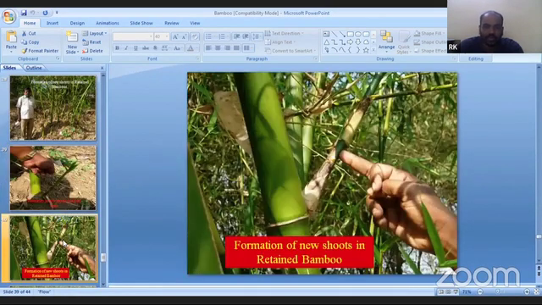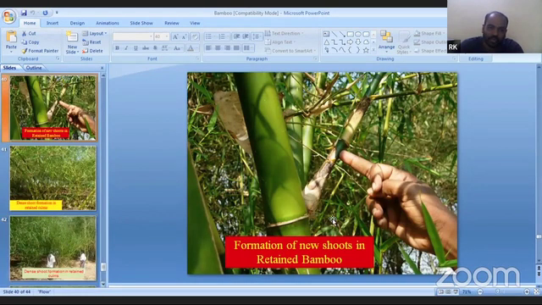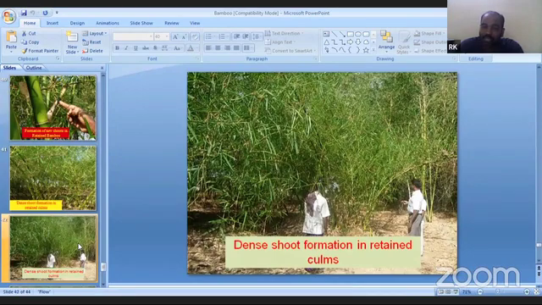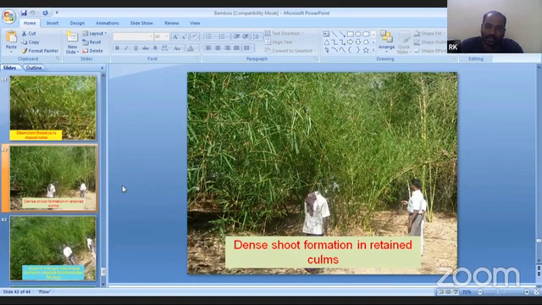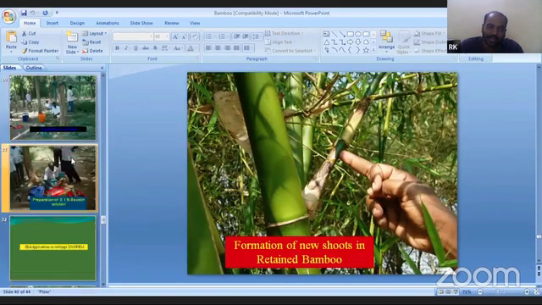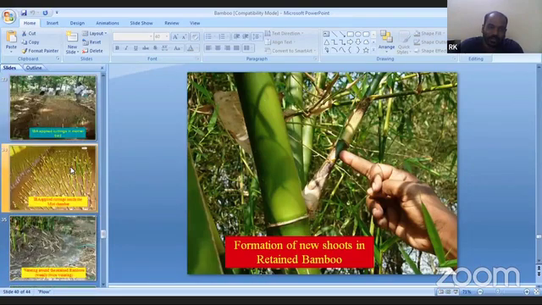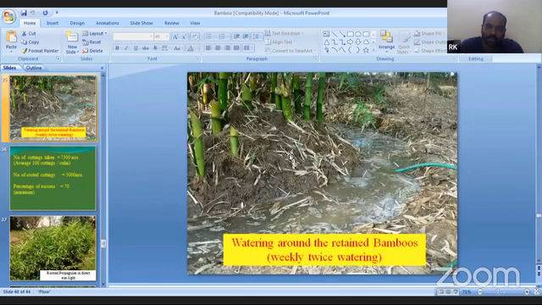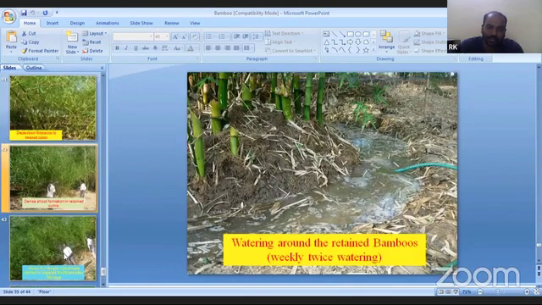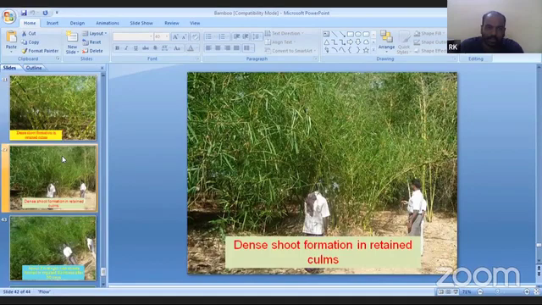Then formation of new shoots in retained bamboo, then again it will be coming. That's why I put the dense shoot formation in retained clumps. Then again, if you cut the entire thing, it will not grow? That is not correct. It will grow. See this one. That's why this picture is here.